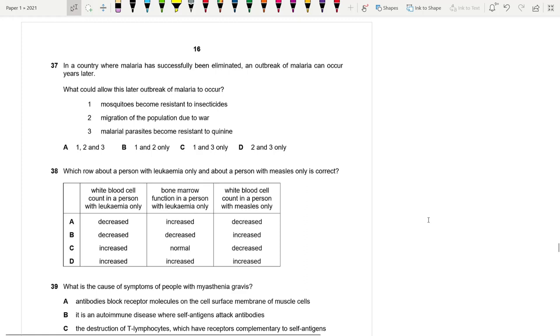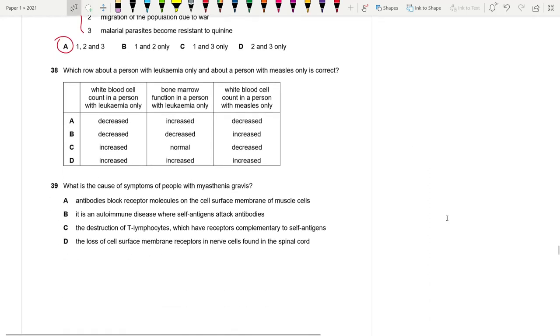Okay, malaria. In a country where malaria has successfully been eliminated, an outbreak of malaria can occur years later. What could allow this later outbreak of malaria to occur? They become resistant to insecticides. Sounds good. Migration of population due to war, true. Malarial parasites become resistant to quinine. That's a drug used for treatment. So yeah, all three are correct.